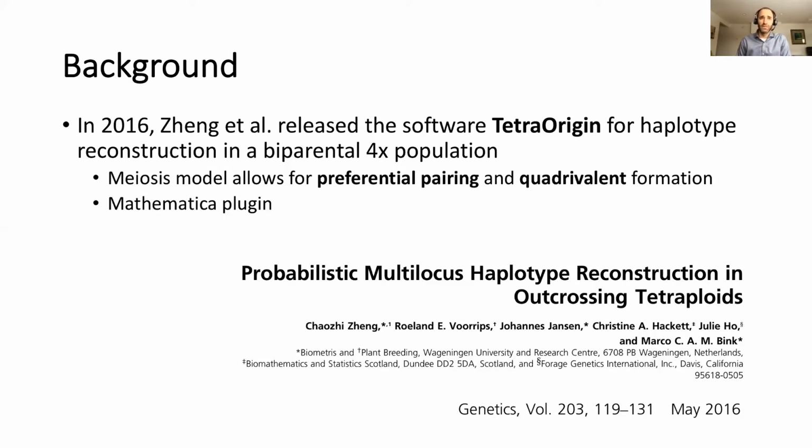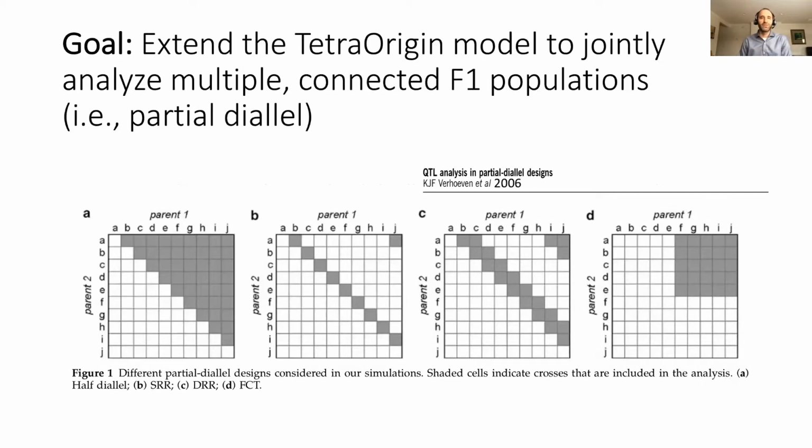But two of its main attractive features were that the model for meiosis allowed for preferential pairing and quadrivalent formation in a very natural way. And it was available as an add-on for Mathematica, and I started to play around with it using our potato data and was impressed with the output. And that led me to contact Chaoji and ask him if he'd be willing to partner on a project to extend that methodology to jointly analyze multiple connected F1 populations.